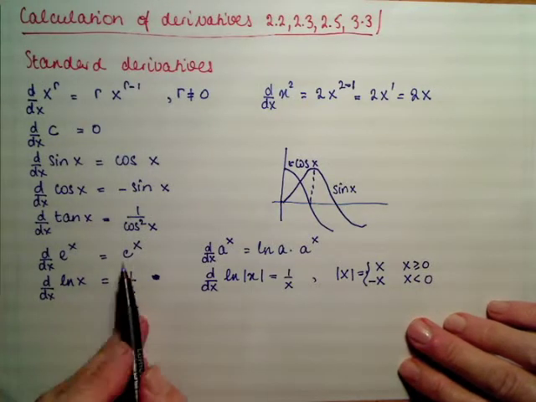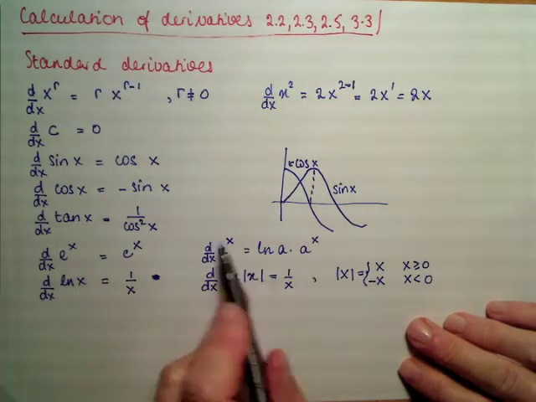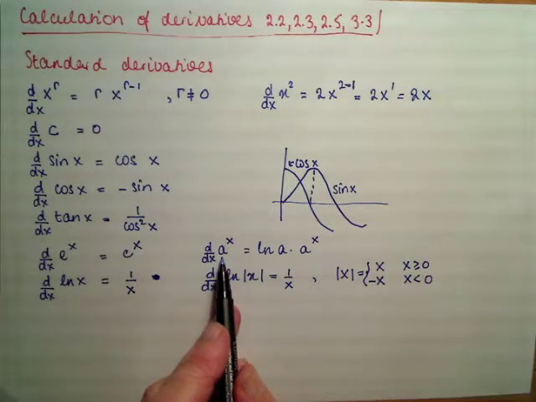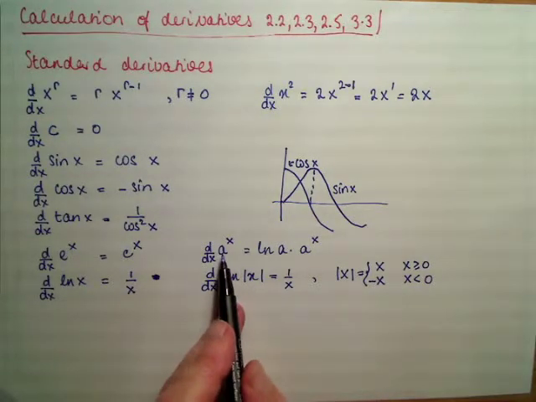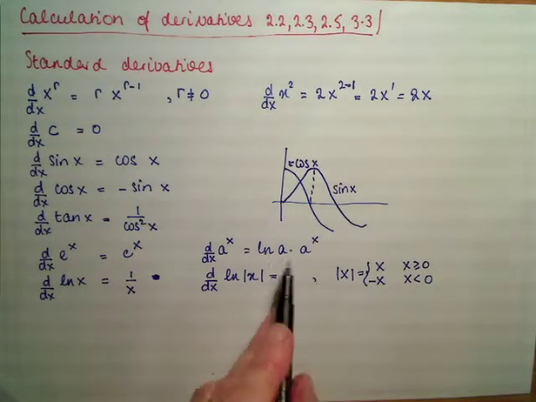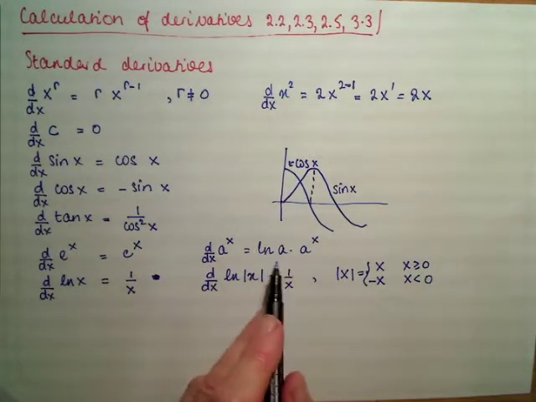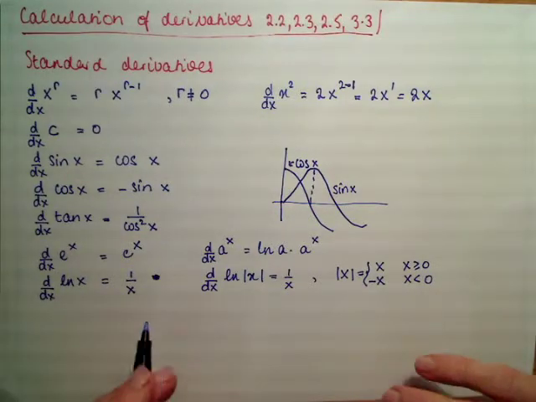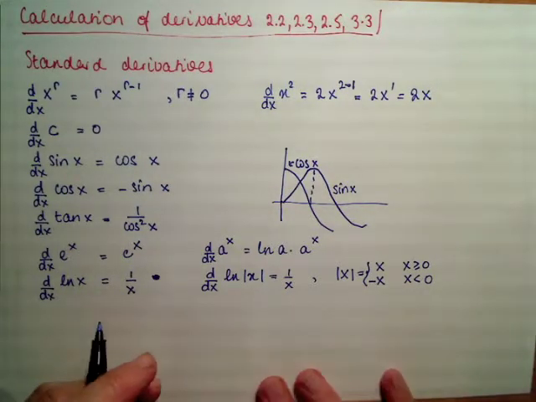And now you see again that if you plug in e here, then we get that the derivative of e to the power x is the natural logarithm of e multiplied by e to the power x, and the natural logarithm of e is 1. So these things, at least at first sight, are not inconsistent.